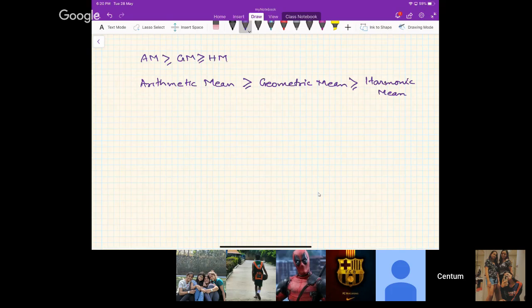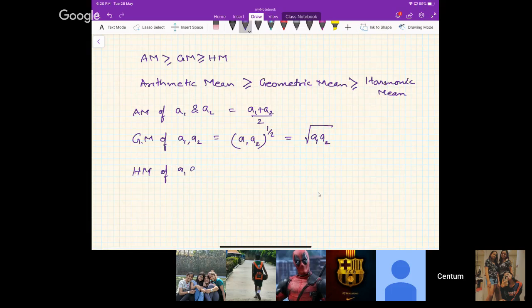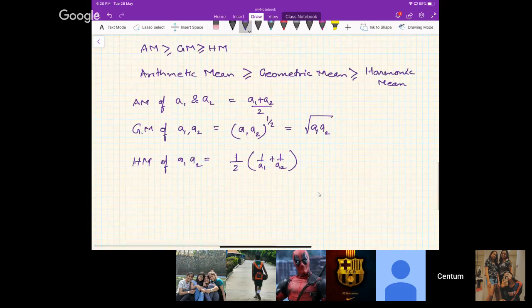So what is the AM of two numbers? AM of a1 and a2 is nothing but a1 plus a2 by 2. This is for two numbers. The geometric mean of a1 and a2 will be a1 a2 whole to the power half, which is nothing but root of a1 a2. This is called the geometric mean. And the harmonic mean of a1 and a2 is given by 1 upon the average of 1 upon a1 plus 1 upon a2, and this can be generalized for more than two numbers as well.